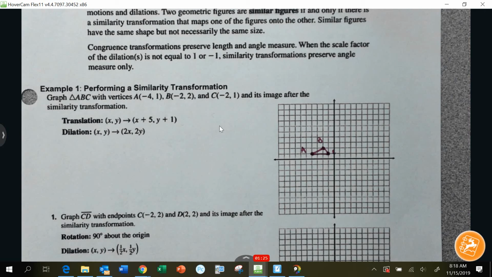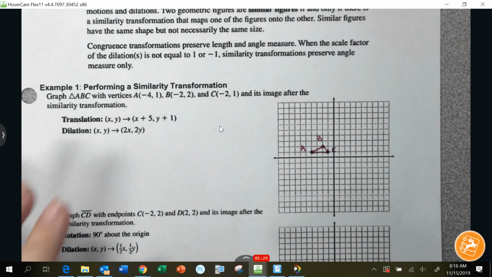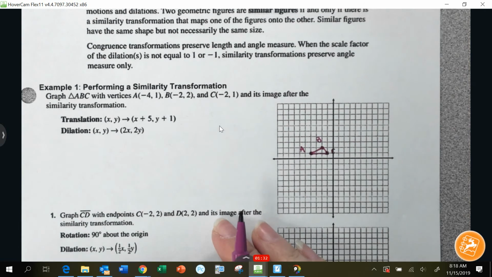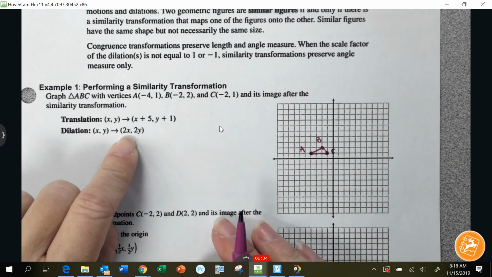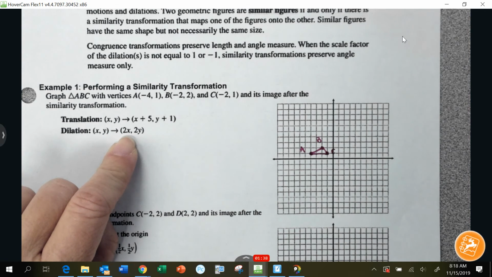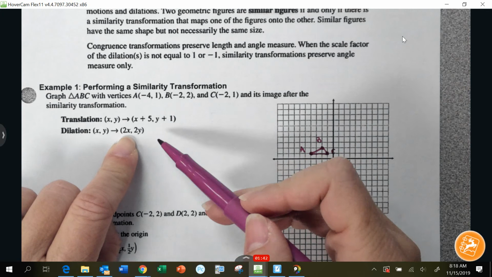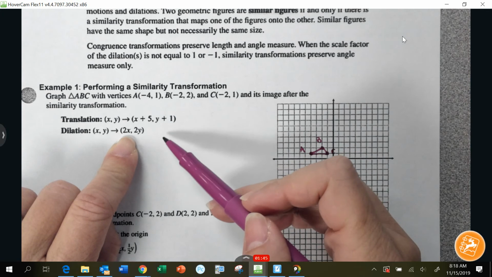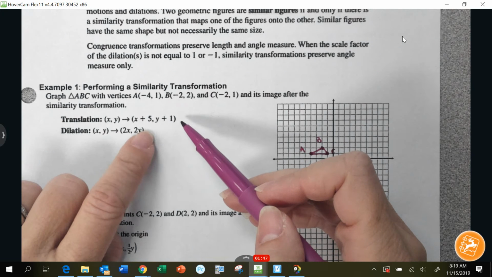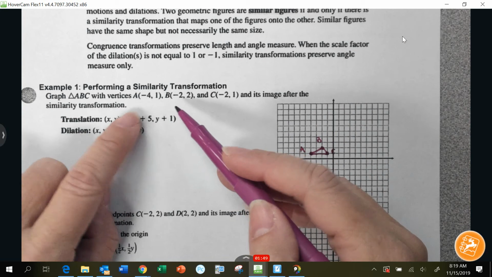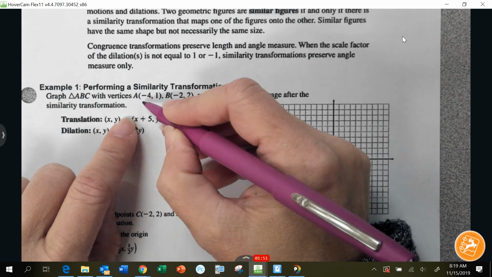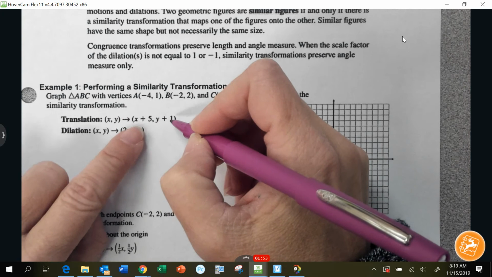All right, so we've got triangle ABC. Now we're going to do a translation, and then after the translation, we are going to do a dilation. Just in case you have forgotten or never heard the first time, you have to do these in order. So we're going to do the translation first. I'm going to go ahead and find my new ordered pairs by using this translation.